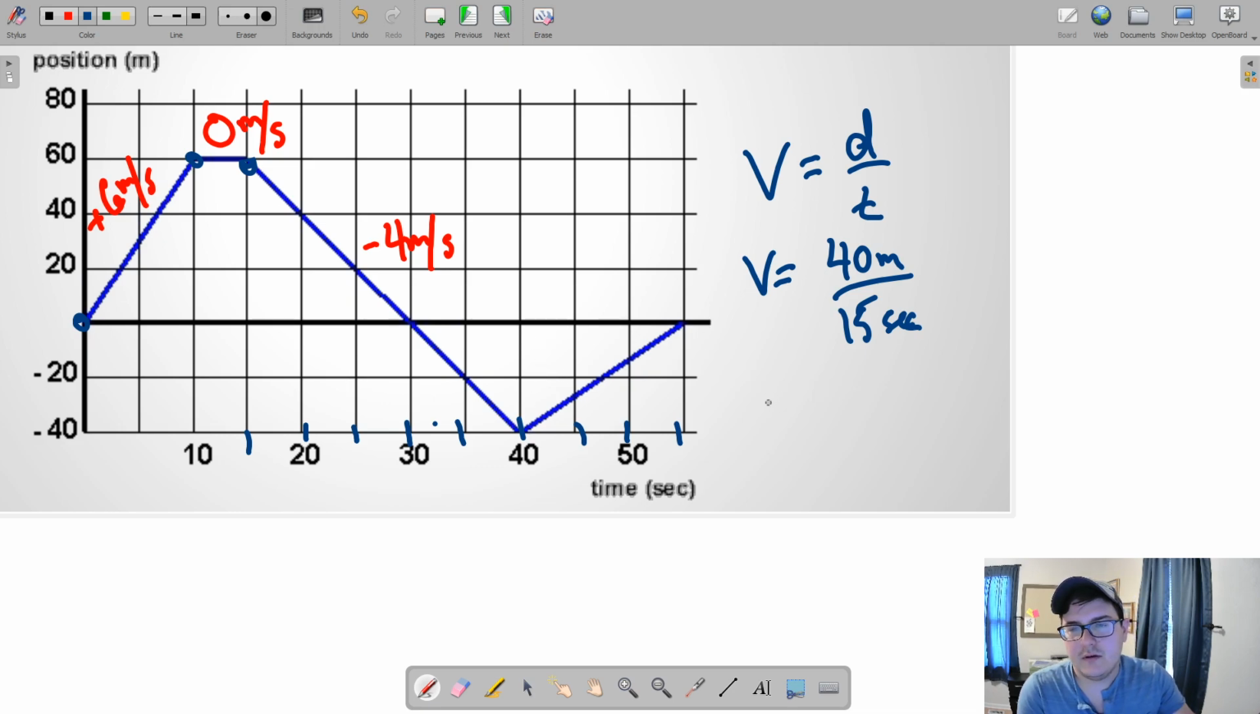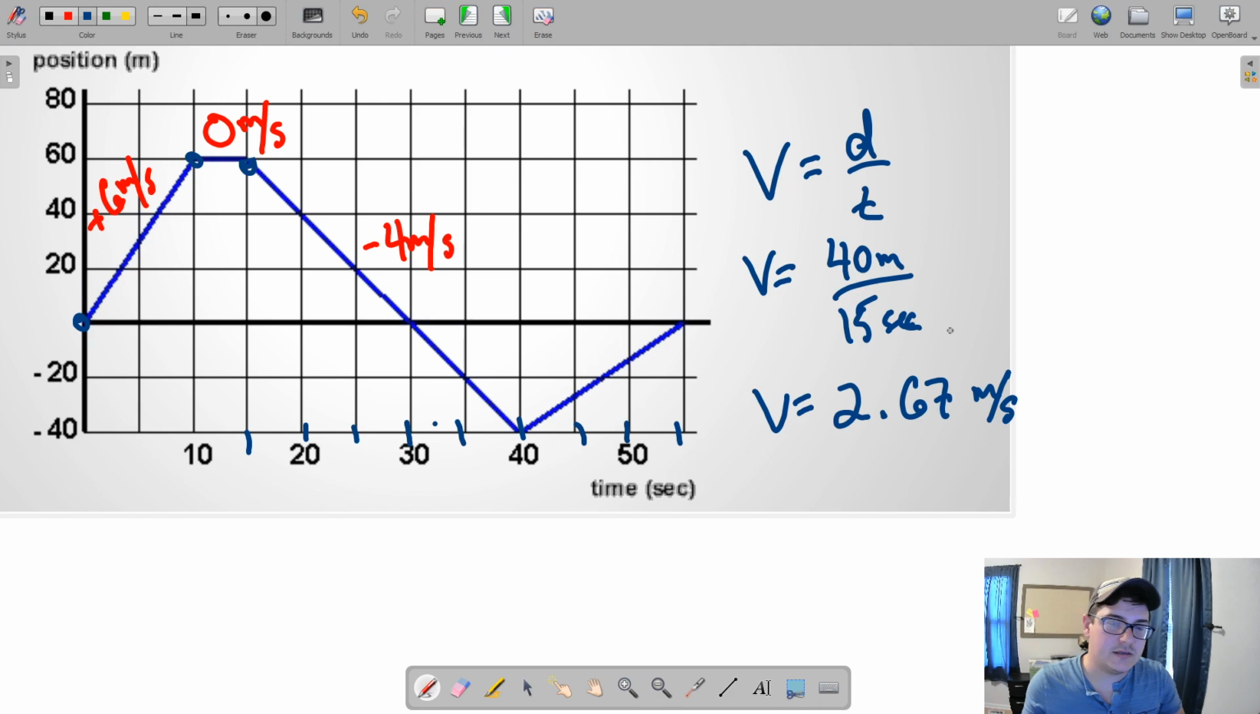Okay. And this is going to give us a decimal answer. And so we just plug into our calculator, 40 divided by 15, and that should be 2.67 meters per second. We're going to round it to the hundredths place, should be 2.66666. Just round it to 2.67, and we're good to go.